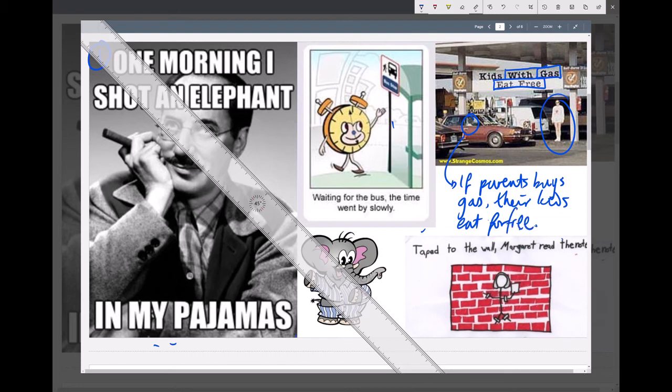So as you can see here, again, it's missing the target, the parent. That's missing. And it's too far away too. It's also misplaced. And it's not the kids that have gas, it's the parents who have kids and they buy gas and their kids eat for free. So you can see sometimes if you use too few words in a modifier, the sentence can get confusing. Okay, and here's the last one.